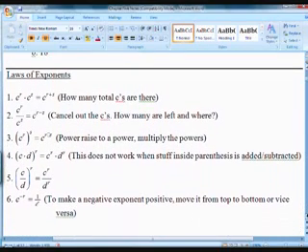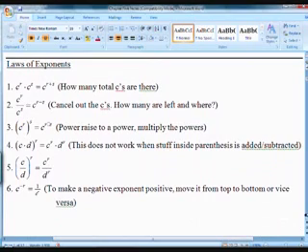Laws of exponents. Again, hopefully you remember most of these. I'll do one example of each, just to kind of remind you.